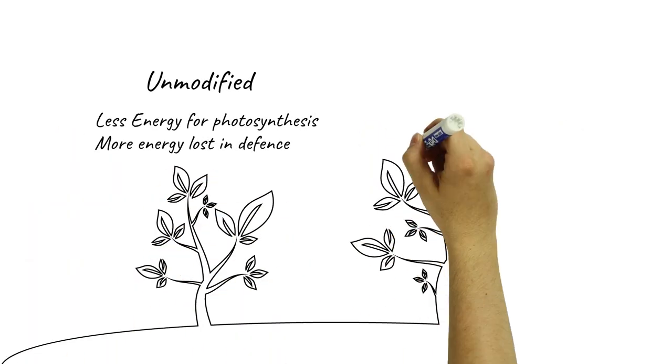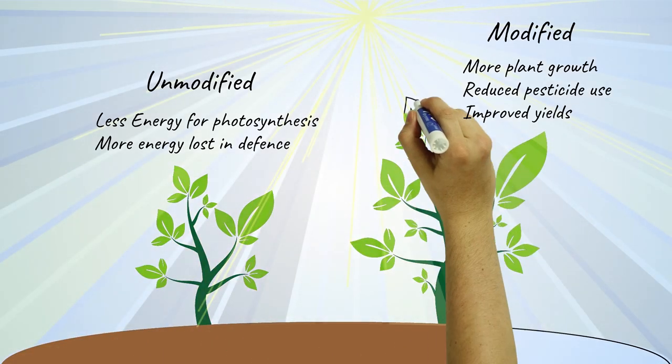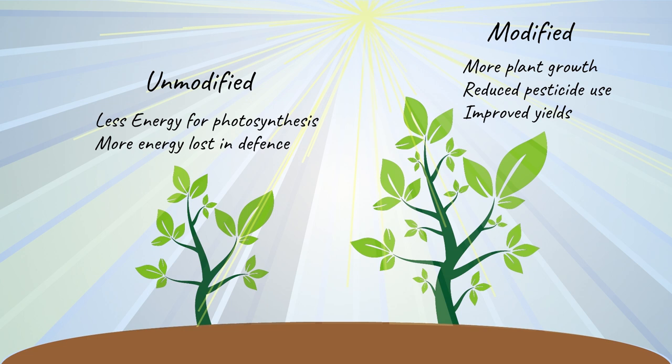Plants could also be bred to respond faster or not waste their energy using their entire immune system if only a specific defense is needed. This could reduce pesticide use and improve yields.